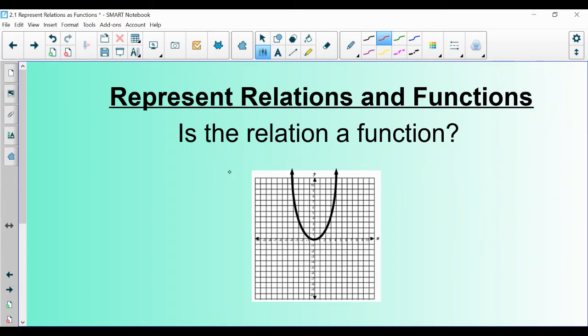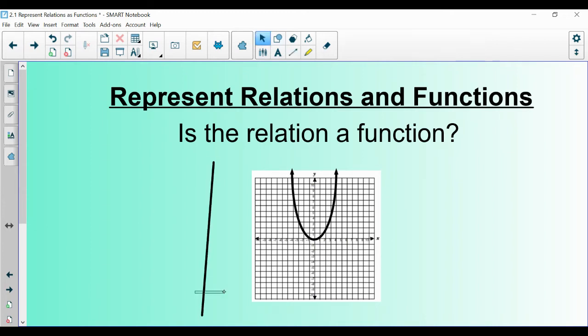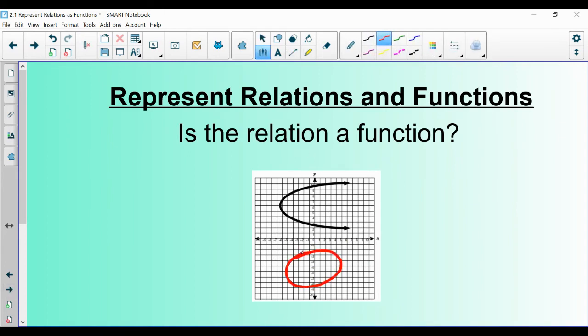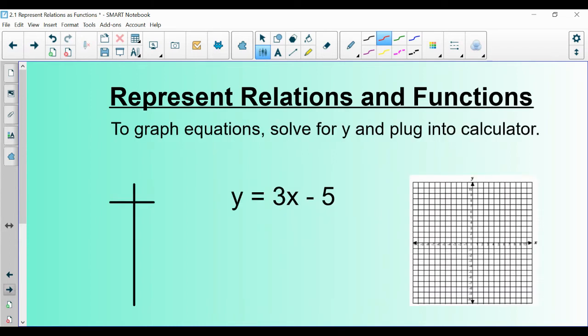Function or not, I did draw this one already. When I draw my vertical line, it's not vertical, but pretend. All right, it only intersects in one spot at a time. That one would intersect in more than one spot. Or like a circle, it fails the vertical line test, right? When I draw a vertical line, there are places that it intersects in more than one spot at a time.